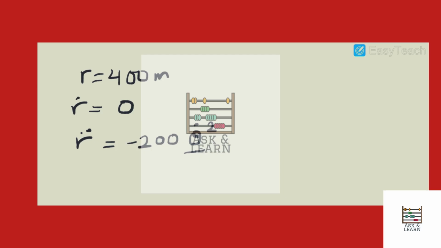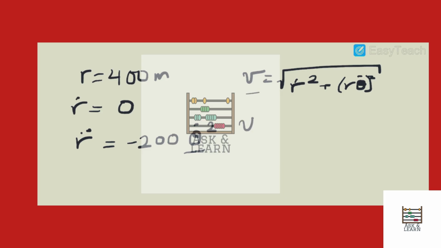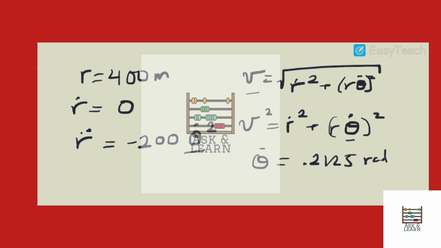Now theta dot for us currently is an unknown, but using the knowledge of velocity that's given to us and our relationship with velocity in radial and rotational motion, we can solve for this theta dot. So we know that v is actually just equal to the square root of r dot squared plus r theta dot, the whole squared. So we know v, so we can therefore say that v squared is just equal to r dot squared plus r theta dot, the whole squared. Isolating this for theta dot gives us that theta dot is just equal to 0.2125 radians per second. Now we can solve for this because we know r dot is equal to 0 and we know v, which is given to us, is 85 meters per second.